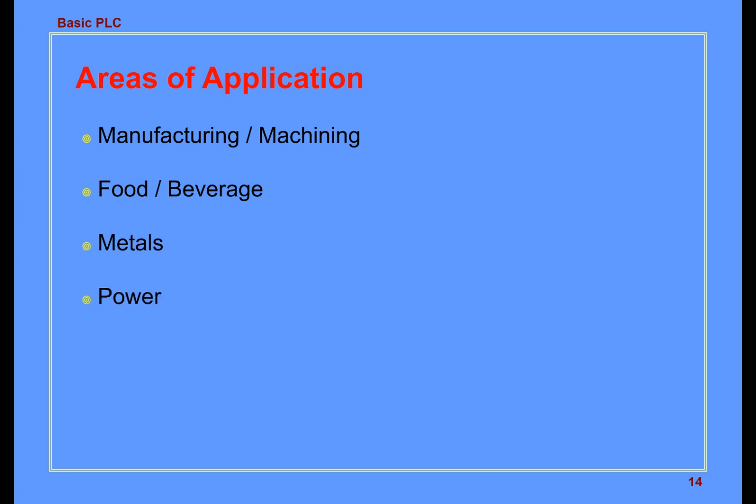Power, the process of taking hydroelectric or hydropower from a waterfall or a river and converting that to electricity requires a lot of control. PLCs are used in power controls right there. The building operations, and we won't talk about the petrochemical. I've talked about that enough already.